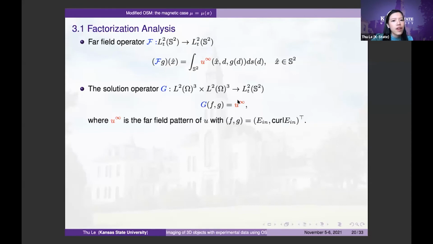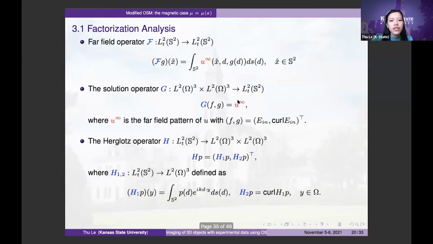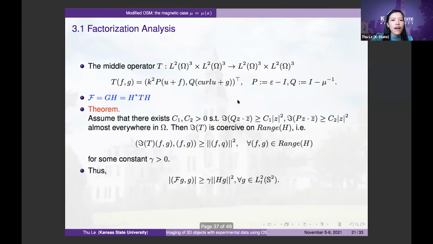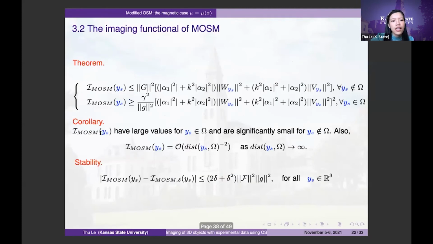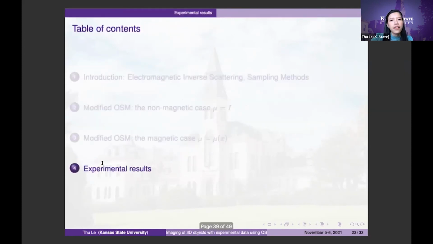We define the far-field operator, the solution operator, obtain a factorization for F, and the second factorization, and then we can also prove that the imaginary part of the middle operator is coercive, and we obtain the same result here, the same behavior for the imaging functional, and we can also show the stability estimate. Now let's move on to the last part, my favorite part.